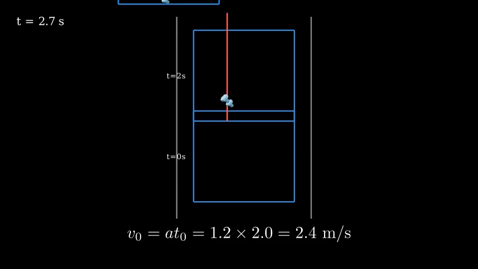Once released, the bolt continues with this initial upward velocity, but now it also experiences gravitational acceleration downward. This results in a parabolic motion, where the bolt initially continues moving upward, reaches a maximum height, and then falls back down. Let's summarize our findings.